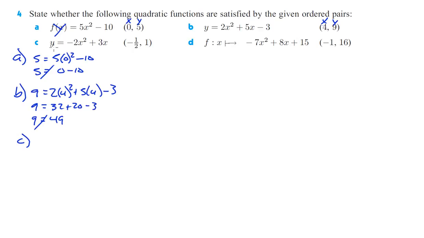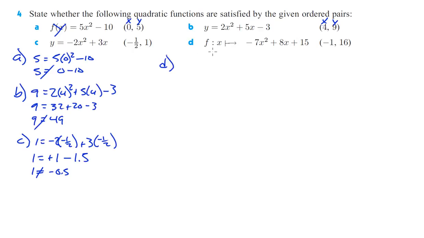Okay, C, y is 1. Does 1 equal negative 2 times negative 1/2 plus 3 times negative 1/2? So we get 1 equals, negative times negative is positive, half of 2 is 1, and then that's minus 1.5. So 1 does not equal negative 0.5, so C doesn't work either.